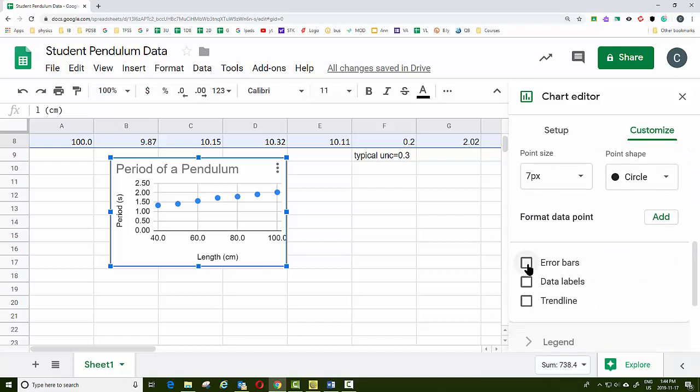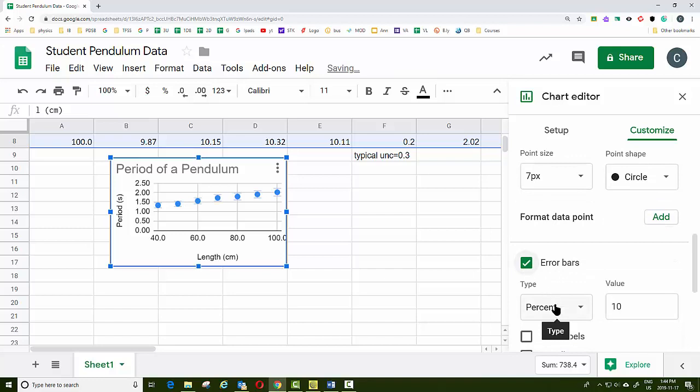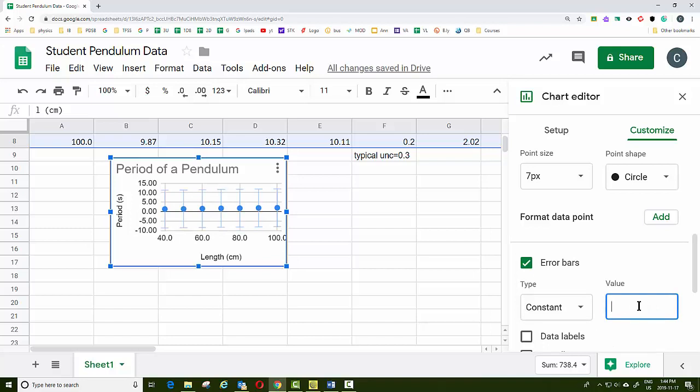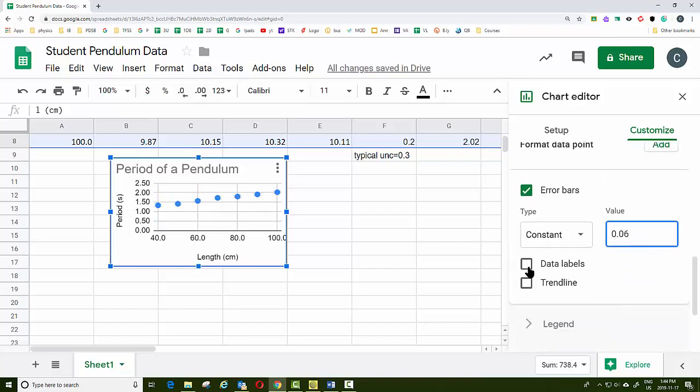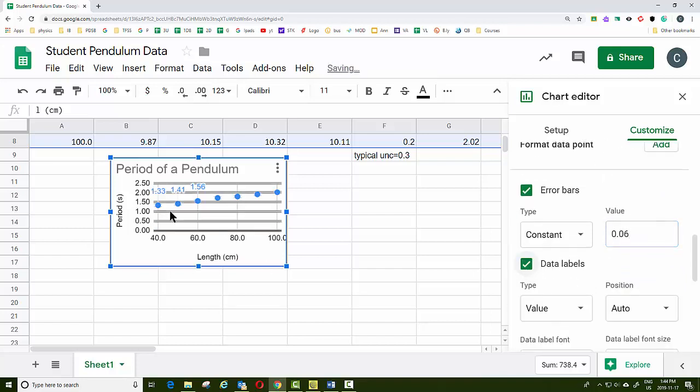I would like to add error bars, and you'll remember that I used a constant value of 0.06 for my uncertainties. That was the kind of the typical value that I used. I don't want data labels. Data labels are just putting the value, the y values on each of the points, and I find that more confusing.